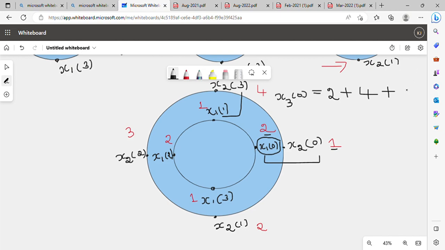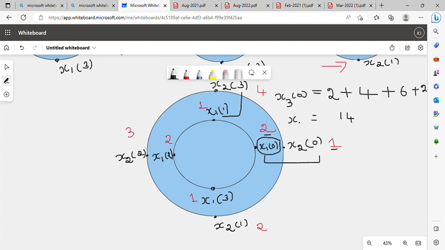Yes. So now once again I come in anti-clockwise direction and I see that there is x1 of 2 and if I come in the same direction here I get x2 of 2. So what is my x1 of 2 into x2 of 2? That is 2 into 3, it is 6. So now once again it is plus. When I come in anti-clockwise direction I get x1 of 3 and here it is x2 of 1. So I get this 1 into 2. What is 1 into 2? It is equal to 2, right? Yes. So now what is 2 plus 4 plus 6 plus 2? So 4 plus 2 is 6, 6 plus 6 is 12, 12 plus 2 is 14. So I get it as 14. So what is my x3 of 0?